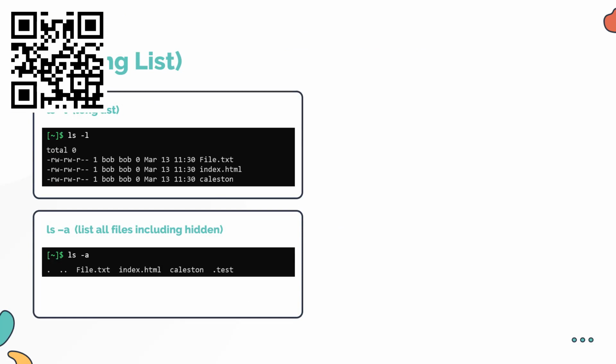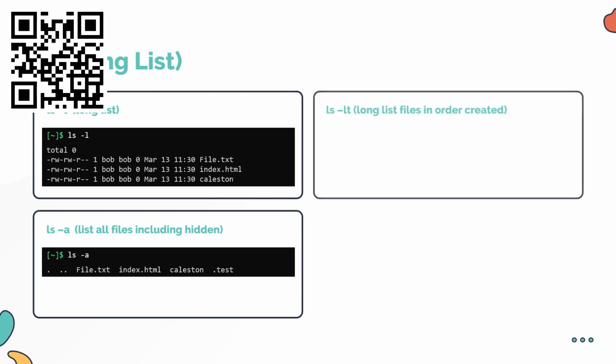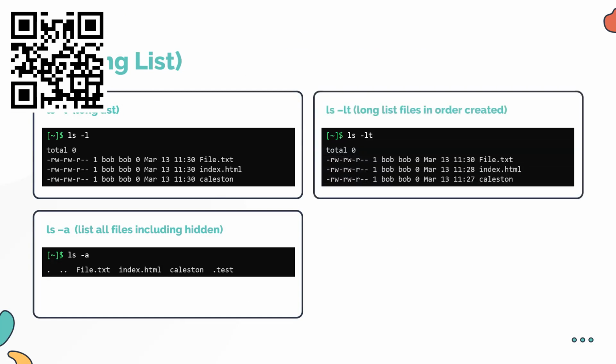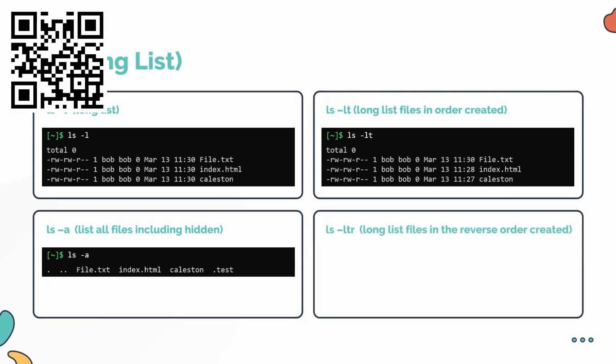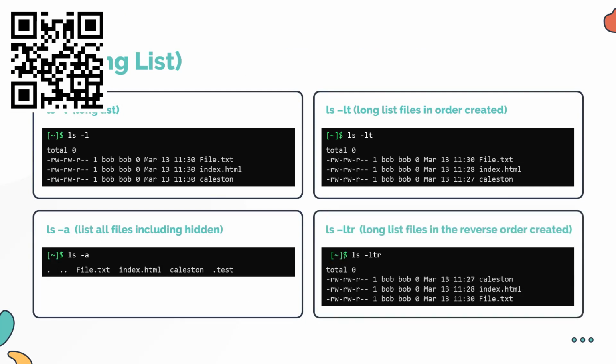Finally, if you want to list all the files based on the order they were modified, you can use ls -lt. To do the reverse and print files from oldest to newest, use the ls -ltr command.